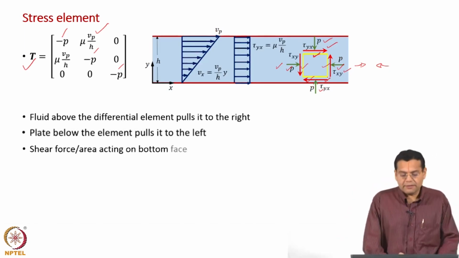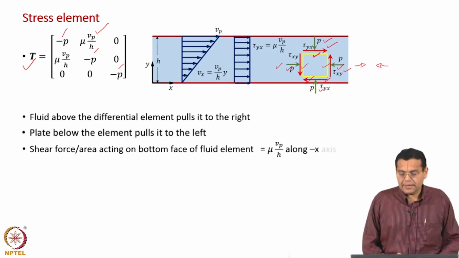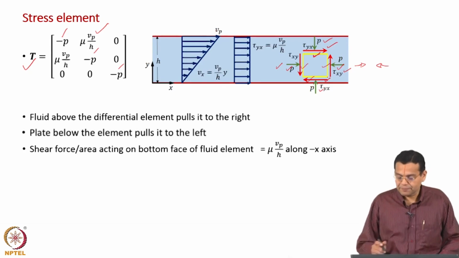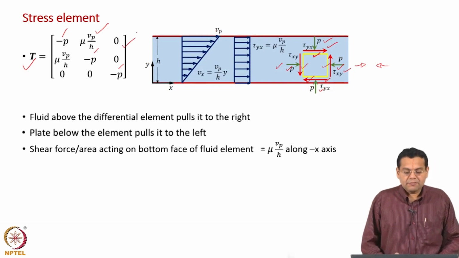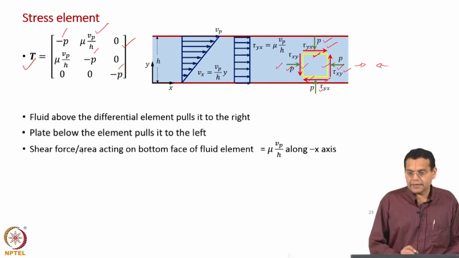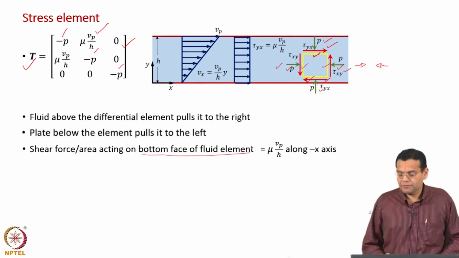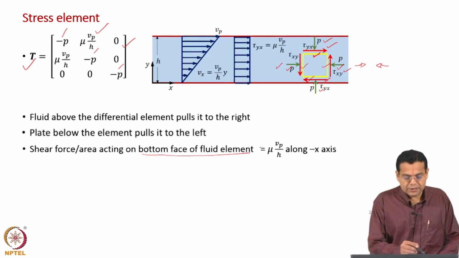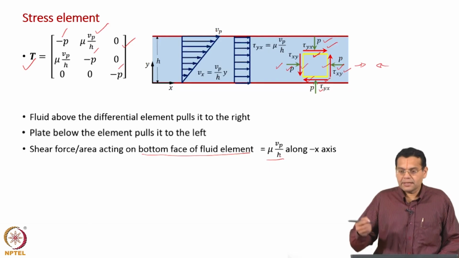Now, in terms of evaluating, we can evaluate the shear force per area, that is what our shear stress tells you, and shear force acting on the bottom face of the fluid element. Remember, always our viscous stress and total stress were with respect to acting on the fluid. So, shear force per area, which is our shear stress acting on the bottom face of the fluid element, is of course this mu V_p by H, and what is the direction? It acts along the negative x axis.